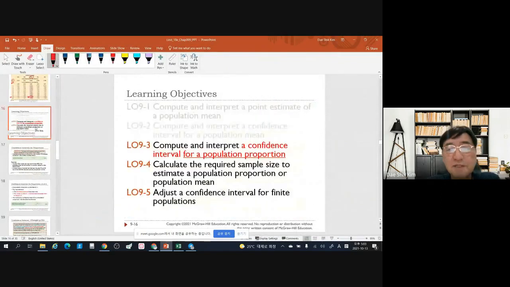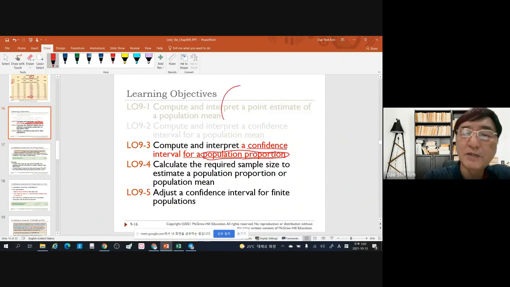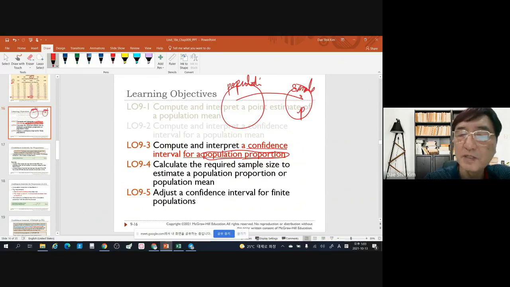So we have finished that one. One more thing is learning objective 3. We are continuing to estimate the confidence interval for P. Our textbook uses different notation for the population and sample. We will calculate the sample proportion, small p, but the population proportion here is pi.